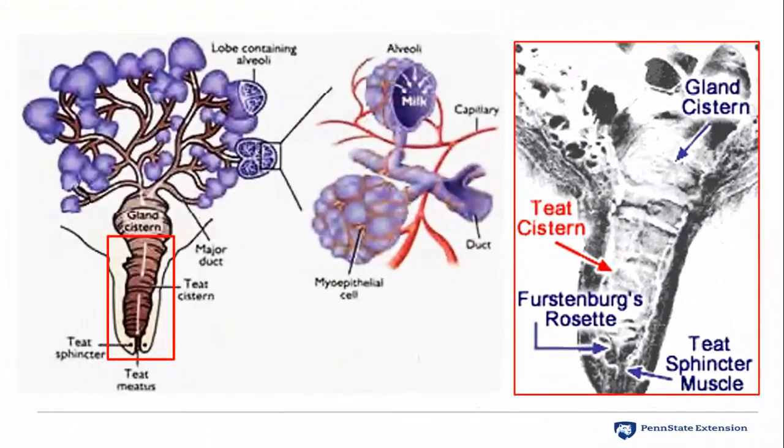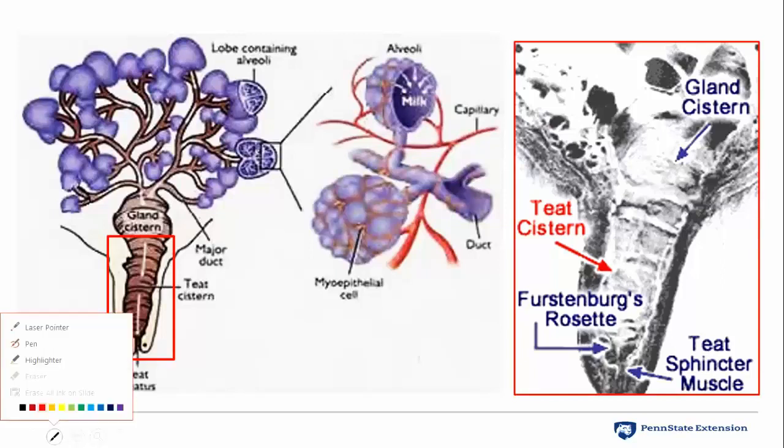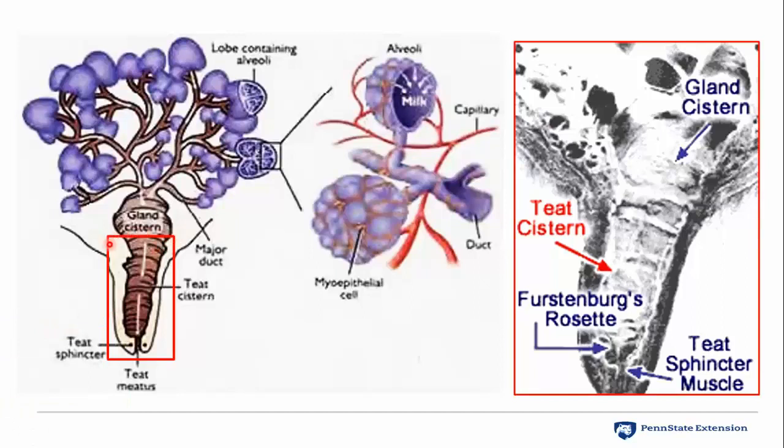So this diagram is reviewing that anatomy we've just looked at, and we focused on this red box here of the teat itself. If we look at it in larger size, we have the sphincter muscle in this area here, as we saw, the teat canal with the keratin plug, and then the Furstenberg's rosette, these flaps of epithelial tissue protecting the inner lining. And then we have the teat cistern, where the milk is being held in the teat.